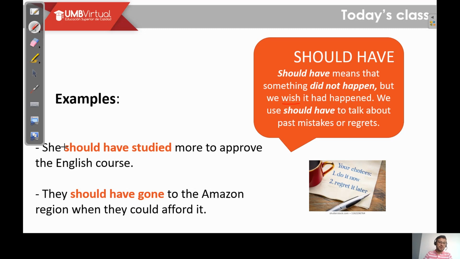Here we have other examples. She should have studied more to pass the English course. They should have gone to the Amazon region when they could afford it. That means that in this case, it is no longer possible for you to have this opportunity. So you use should have plus the main verb of the action of the sentence in past participle. Remember that past participle is the third column of the irregular verbs.